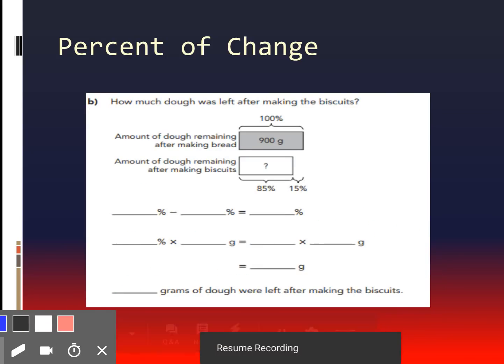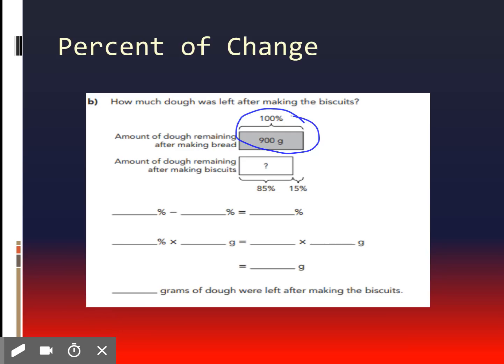All right, so part B, how much dough was left after making the biscuits? So the amount of the dough that was remaining after the bread is now going to be considered 100%. And then they said the amount of dough remaining after the biscuits, he used 15%. So we're taking 100% minus 15% to get 85%. So in this case, we're going to find what 85% is. You're going to take the 900 grams of dough and so again, we're turning that into the fraction 85 over 100 times 900.